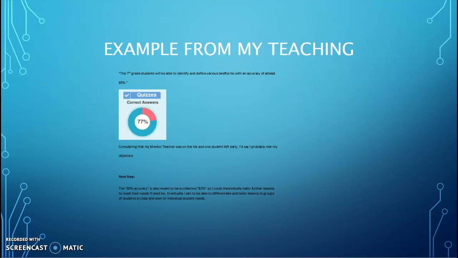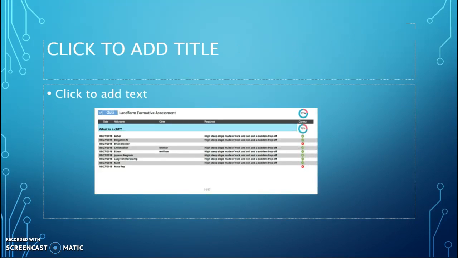An example from my teaching was during a lesson on landforms. The data I gained from an earpod quiz was used to address student weaknesses in the later lessons, and the instant feedback allowed them to see what they got wrong and what the correct answers were. My mentor teacher was on the class list, but didn't participate in the quiz, so he showed up as a 0, as did a student who left early, but he was still on the list too.